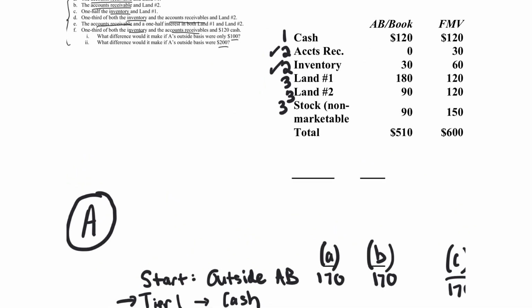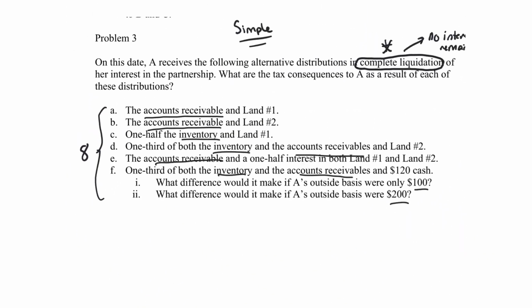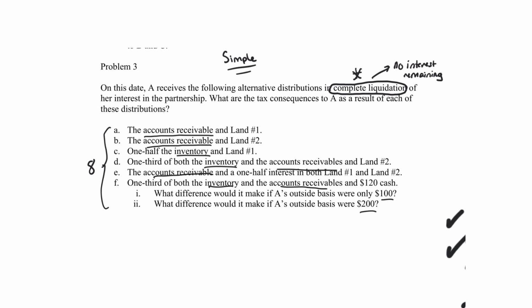Before we go through the mechanics and follow our rules, I just want to zoom in one last time. Remember, it's a complete liquidation, so it's a liquidating interest of A's interest, and this is what A's getting in the different situations. If you want to stop and write this down: in situation A, A gets accounts receivable and land 1. B, accounts receivable and land 2. C, 1/2 inventory and land 1. D, 1/3 of inventory, 1/3 of accounts receivable, and land 2. E, accounts receivable, 1/2 of land 1, and 1/2 of land 2. F, 1/3 of the inventory, 1/3 of accounts receivable, and $120 cash. And then F1 and F2 change up the basis at the top, with the same application as F.